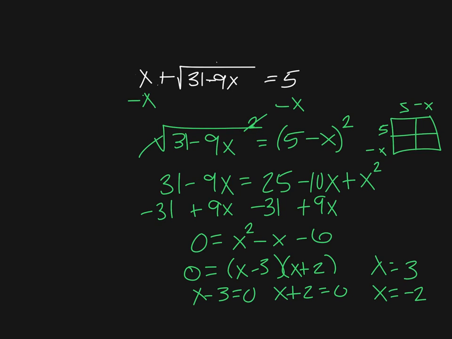But this is one of those where you want to double check that they actually work. So you take that 3 and plug it in for x, and double check. And take the negative 2, plug it in for x, and double check. It's not normal for them both to work, but on this one they both work. So these are your answers. The big thing is get the square root by itself and then square both sides.